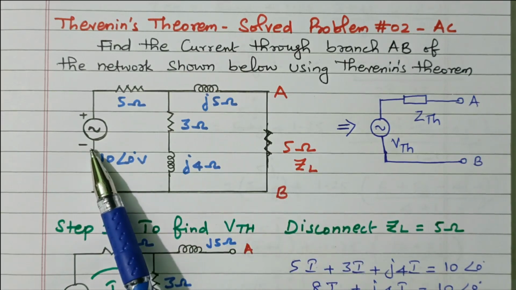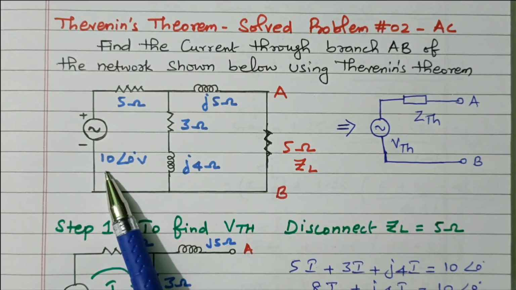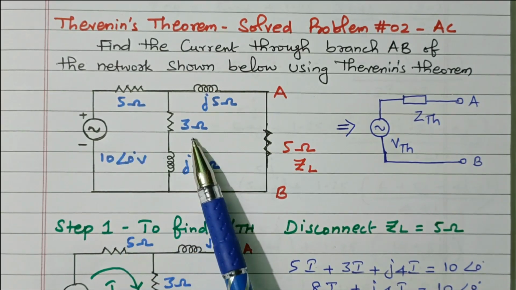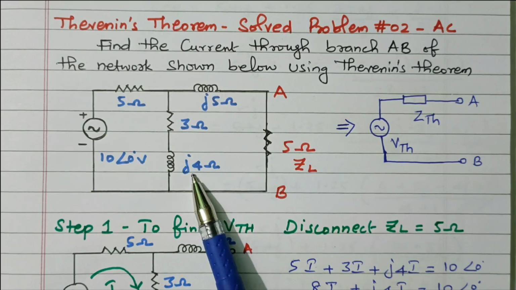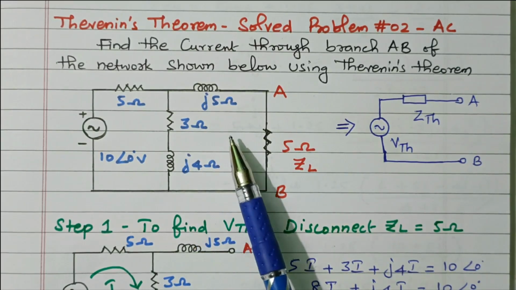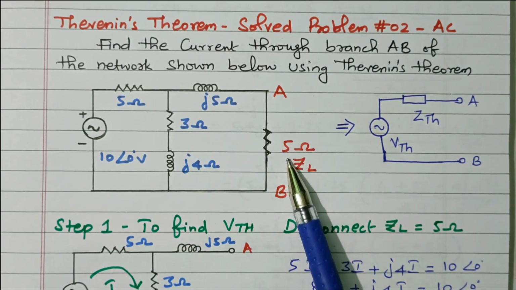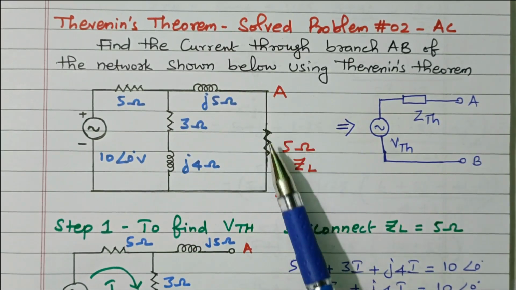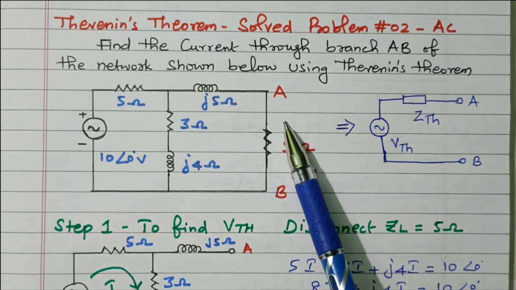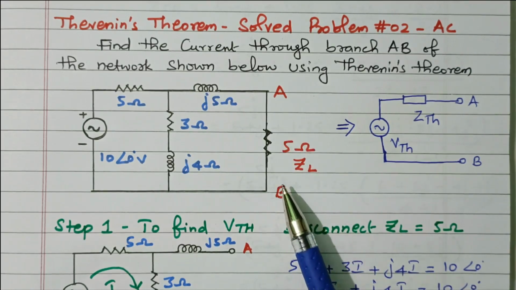So here we have an AC voltage source, 10 volts with 0 degree. Here one 5 ohm is connected. Here a 3 ohm resistor and a J4 inductor are connected. Here one more inductor is available, J5. This load resistor of 5 ohm is treated as the terminal AB. Using Thevenin's theorem, we need to find the current flowing through the branch AB.